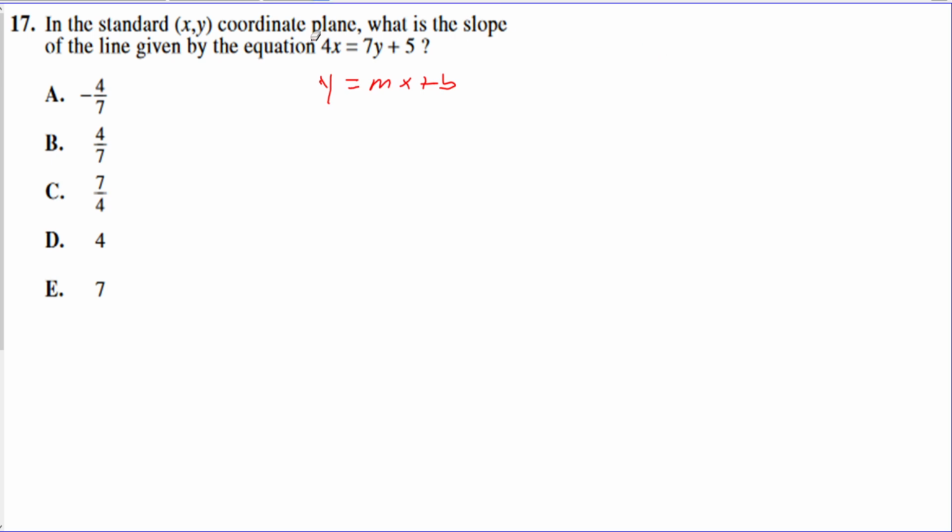The way I'm going to do that is subtract the 5 over to the left. So it's going to say 4x minus 5 is equal to 7y. And then I'm going to divide everything by 7, and so I'll get my y equals. Then I'm going to get a minus 5/7, but I don't really care about that. And I'm going to get a 4/7 x. I really just care about this number that is in front of x. That is the slope. In mx plus b, the m value is the slope. So we're going to say in this case it is a positive 4/7.